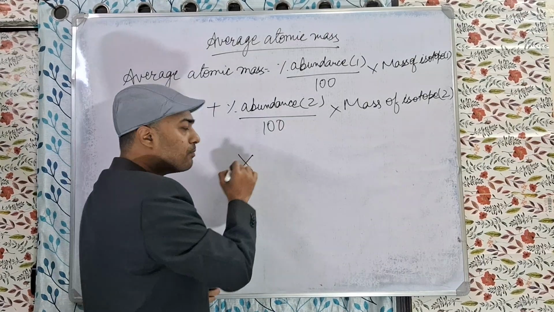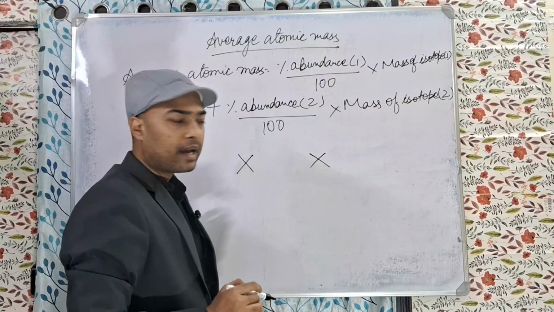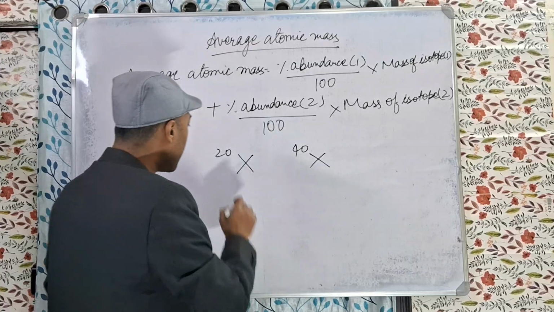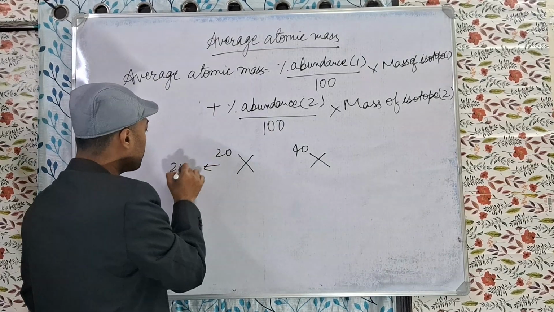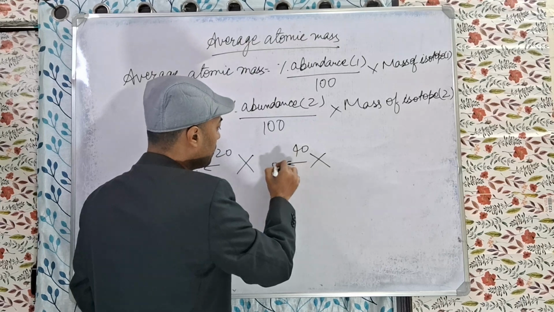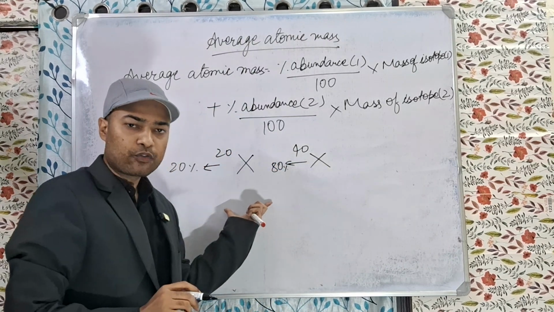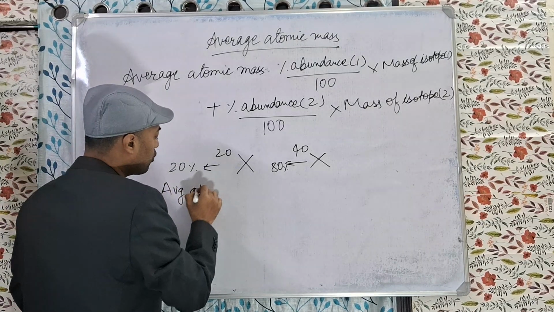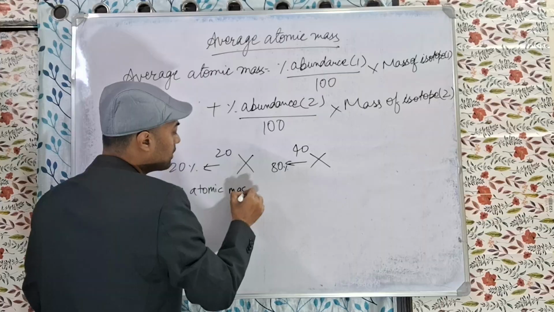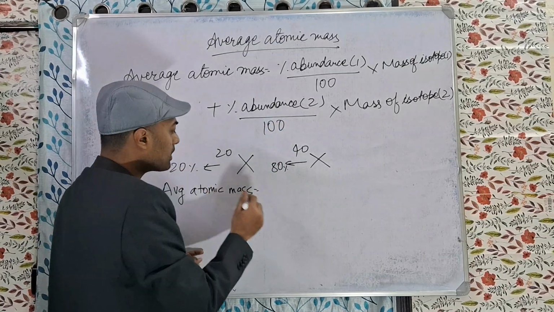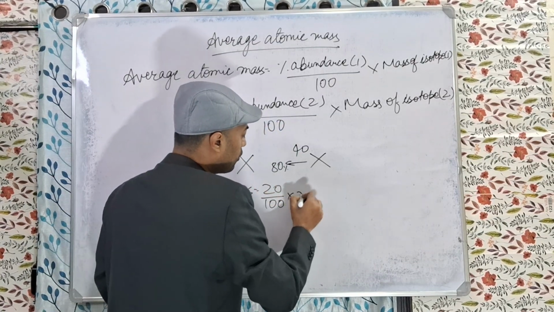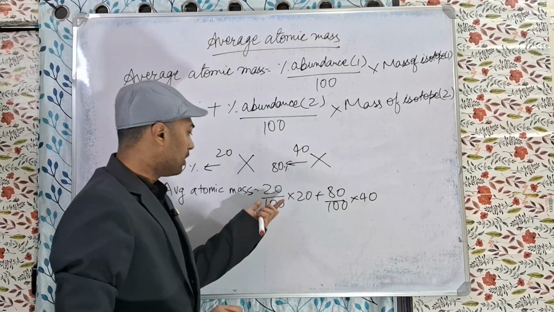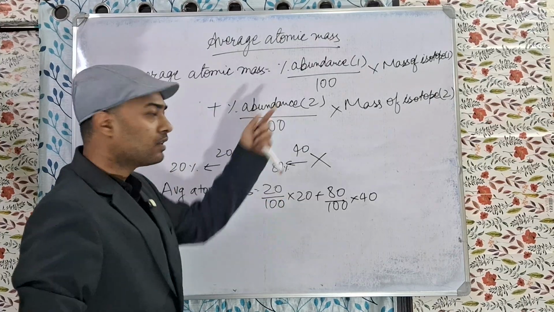Suppose that we have an element X and it has two isotopes. Okay, one has got mass 20 AMU and another has got mass 40 AMU. Its percentage abundances are 20% and 80%. Now if we try to find out its average atomic mass, then simply use this formula. So 20 by 100 into 20 plus 80 by 100 into 40. Simply we put the values in that particular formula.